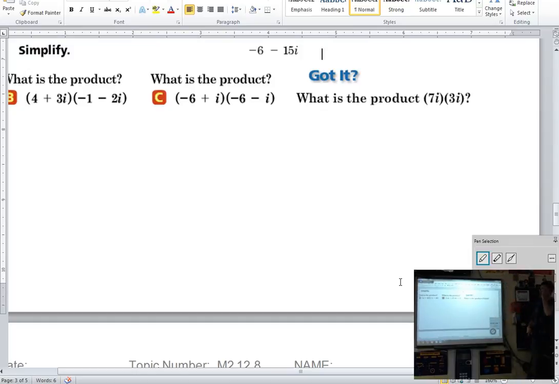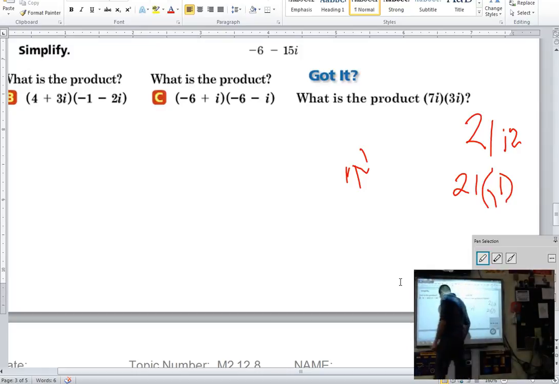So Michelle, what'd you get when you did 7i times 3i? Walk me through it. You get 21i squared, and then i squared is -1. So this is really 21 times -1.